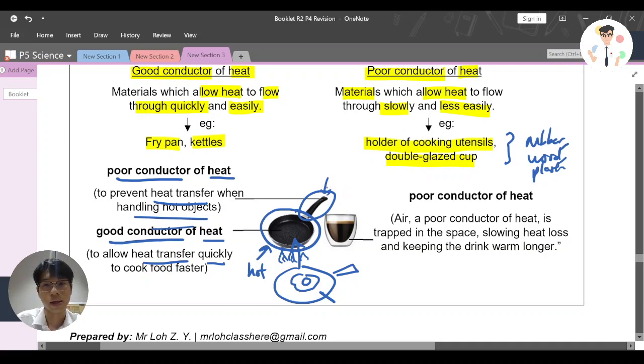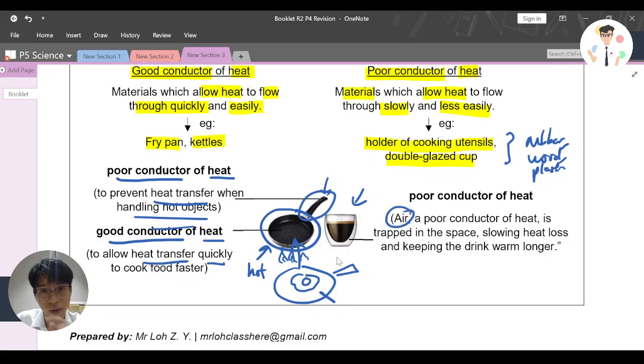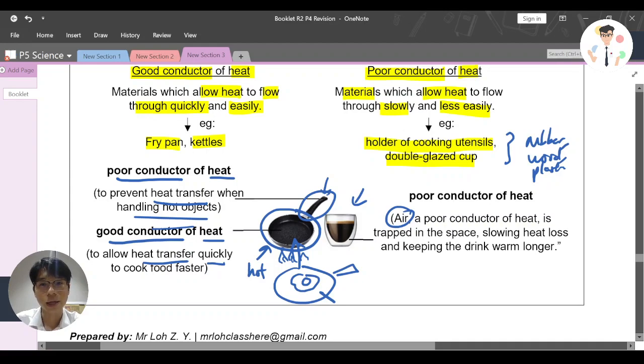Now, I have this cup. This cup is kind of special because usually we have a normal cup, right? But this cup has this air trapped here. Can you see? This trapped air helps to keep the drink warm for a longer period of time. How? Because air is a poor conductor of heat. Let me write here again: air is a poor conductor of heat.